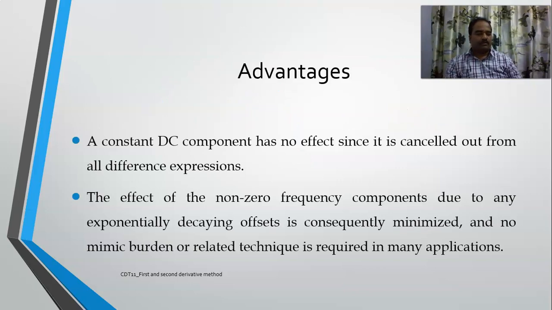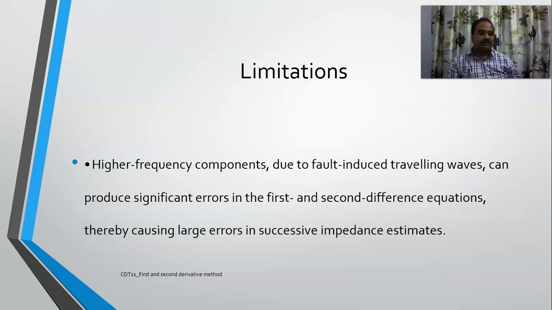Now, what are the biggest advantages when compared to the previous one? If you carefully see, since I am going with the second derivative, a constant DC component has no effect since it is cancelled out from all the differential expressions. And the effect of non-zero frequency components due to any exponentially decaying offsets is consequently minimized because I am going with successive differentiation. And no mimic burden or related technique is required in many applications if I go with this one.